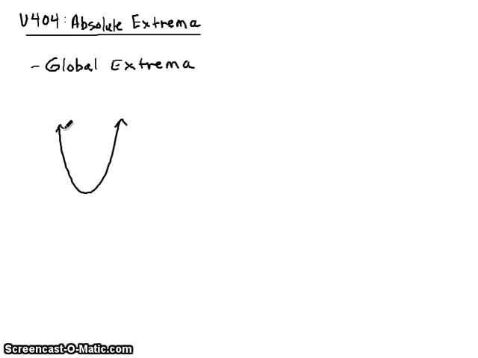So the difference would be if we have something like just a parabola here. We know that this point down at the bottom of our parabola, right there, our vertex, is the lowest point on my graph. Absolutely the lowest point. So this would be our absolute minimum.